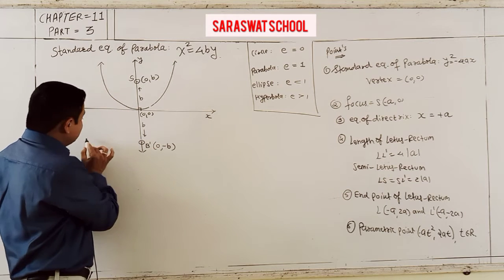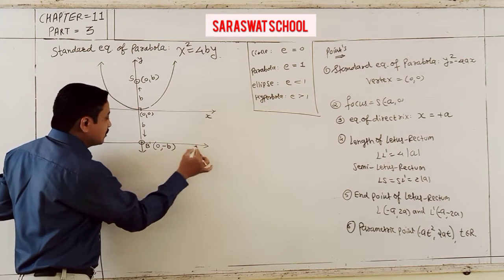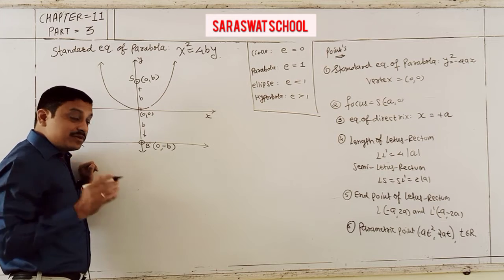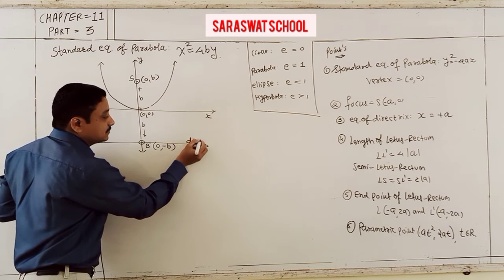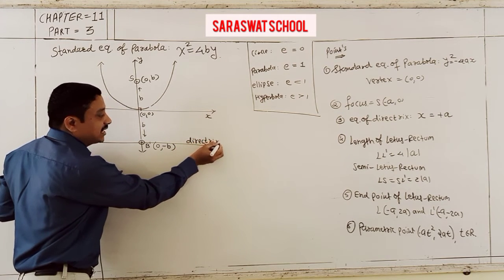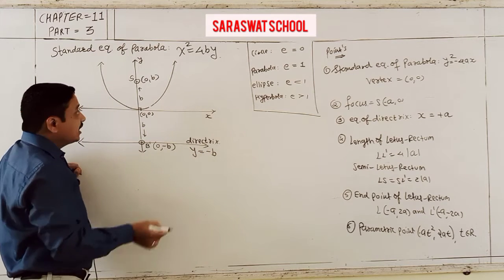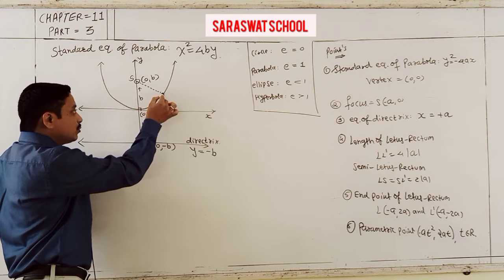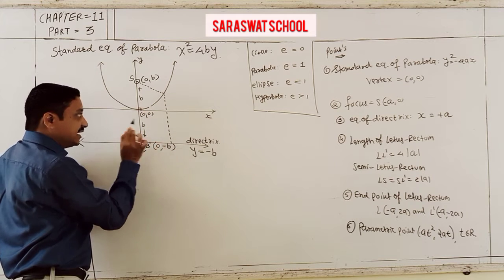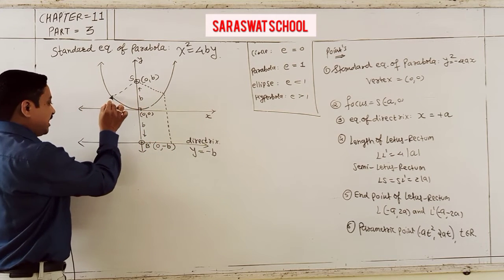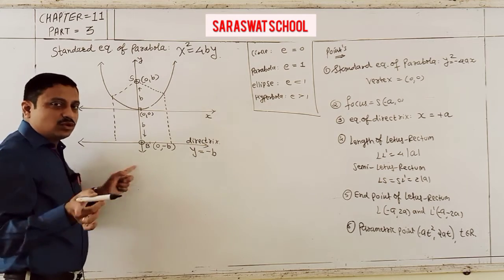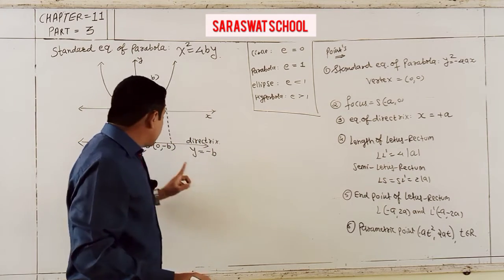And here you will take one line passing exactly through (0, -b), that is the directrix. And that directrix is, students, y equals -b. And here now you will take one point exactly on this side. Either this side or that side, both sides cover exactly the same values.